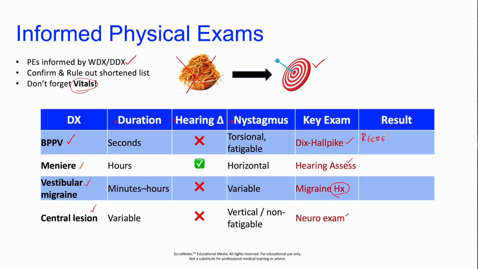For Hallpike, we were able to recreate nystagmus, torsional and fatigable. For the hearing test, we found no asymmetry, so now Meniere's is less likely. For her migraine history, we recall that she denies having a history of migraines. This is the first headache like this. So probably less likely it's a vestibular migraine. And lastly, just to be extra safe, our neuro exam found that all of her tests were within normal limits. So that really speaks strongly for BPPV at this point.